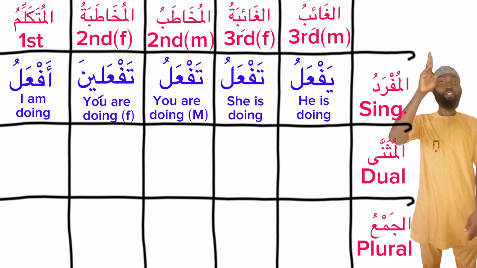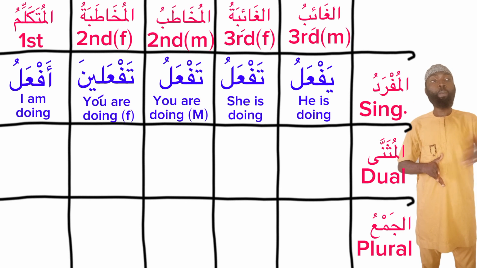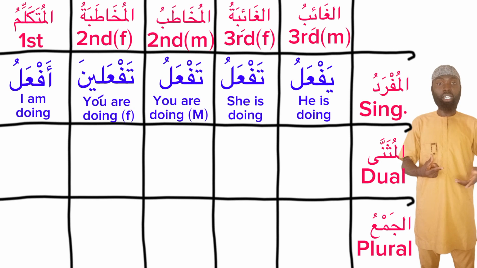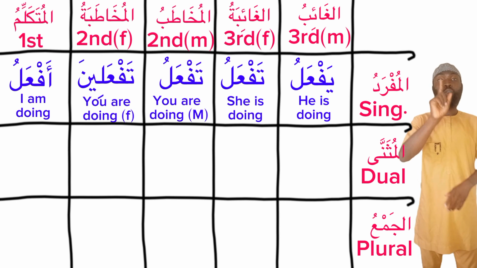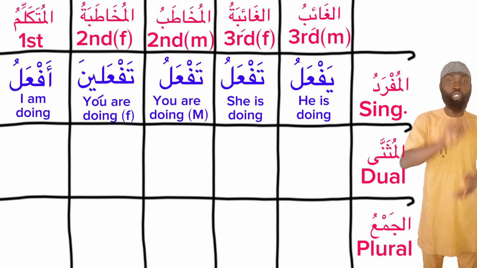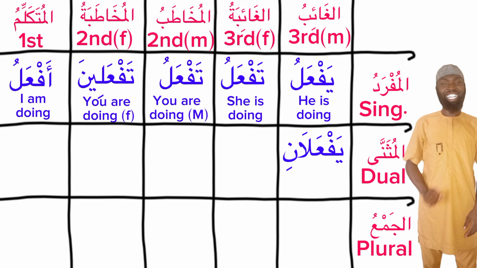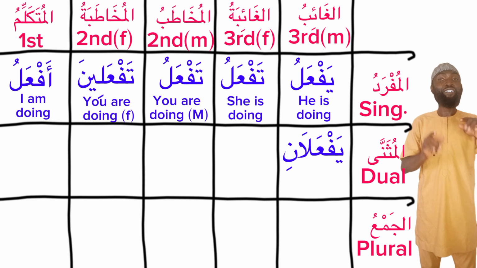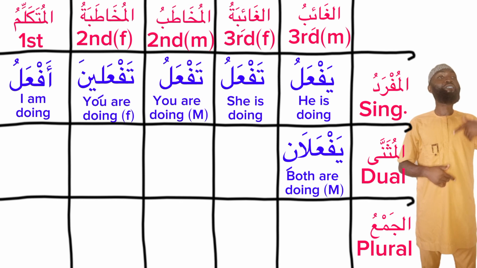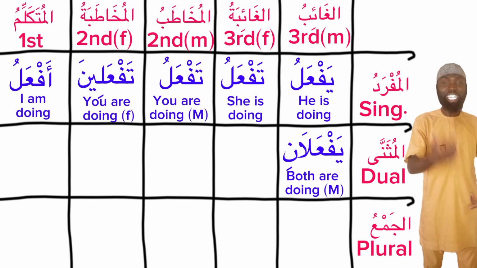Now under the first column, which is the column of al-ghaib, the third person, when you have 2 people who are not there, you're talking about them and they are 2 males, what do you say? When they are 1, you simply say yaf'alu, he is doing. If they are 2 now, you say yaf'alani. Can you see? Yaf'alani. So all you need to do is to add alif and nun to it. When you say yaf'alani, it means both of them are doing.